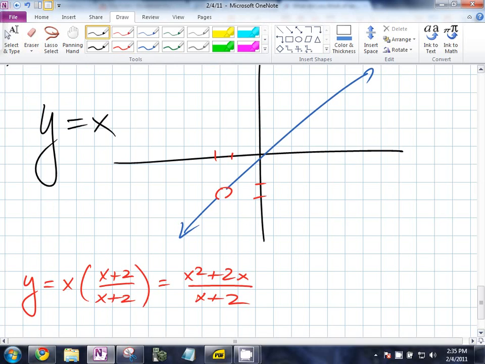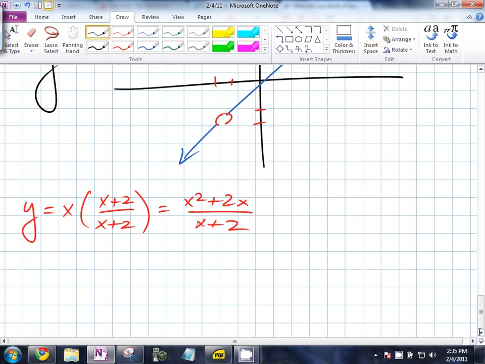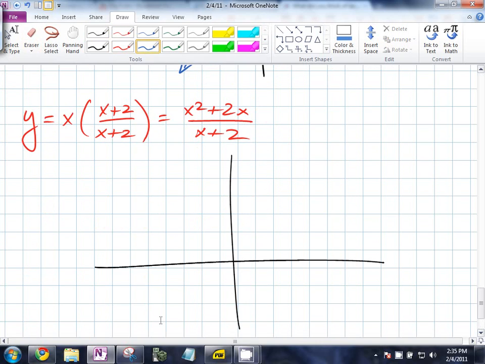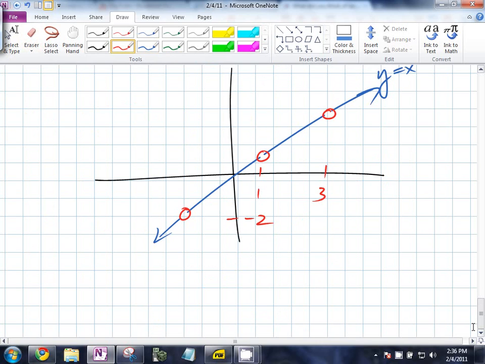That's all we've done. Let's say I gave you a graph like this. Let's say that was y equals x, and I'm telling you there was a hole there. Let's say it was that, and let's say that was 1, that was 3, and this was -2. Can someone raise their hand and just tell me what is the equation of this graph? X times.